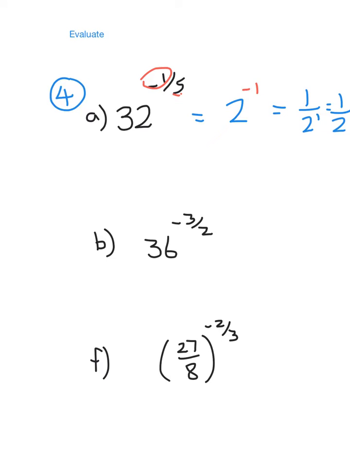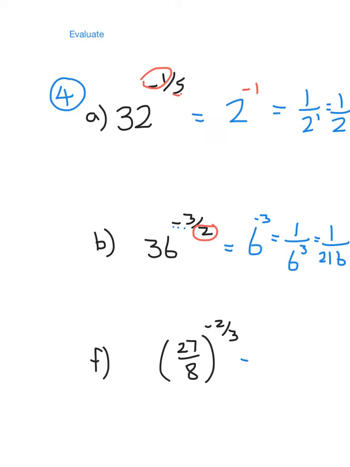Question B, again similar but not the same. Let's do the 2 first. The 2 means the square root. What's the square root of 36? Well, we know it's 6, and we've still got the negative 3 to go. What does the negative sign mean? The negative sign means it comes downstairs and the power changes positive. What's 6 cubed? Well, 6 times 6 times 6 is 216, so the final answer is 1 over 216.